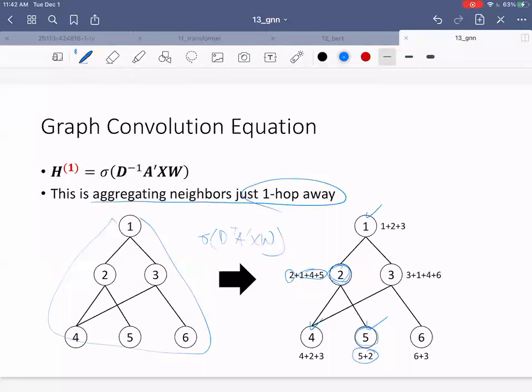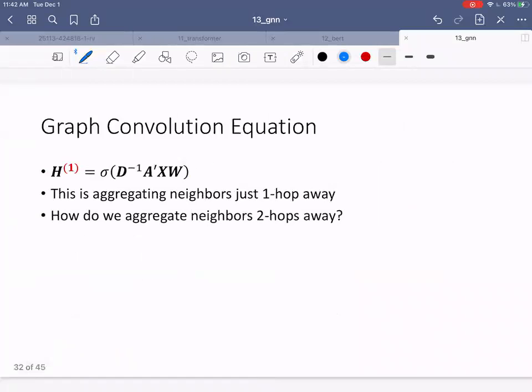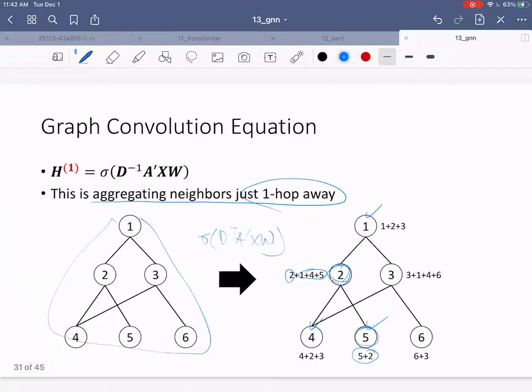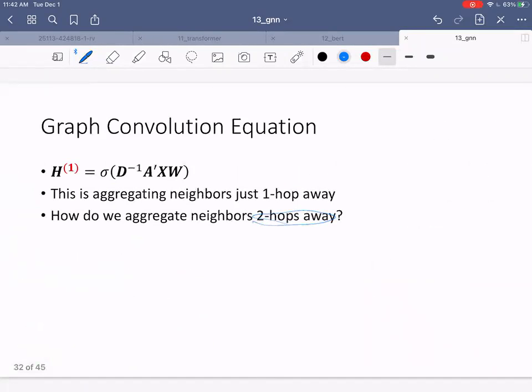And basically, as I said, this is just aggregating neighbors just one hop away. How do we aggregate neighbors two hops away then? What if we want to aggregate features that are farther away from yourself? Like maybe node number 2 wants to aggregate features from node number 3, which is two hops away. Then how would we do that? I'll just reveal the answer.